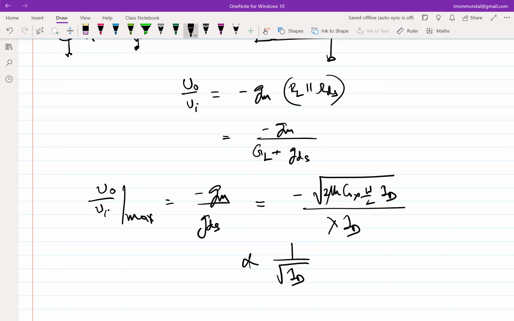And if you have to achieve that, what is this expression telling you? You'll have to bias the transistor with smaller and smaller current. If you increase the current, your GM will increase definitely, but so will your GDS. And the rate at which GDS increases is higher than the rate at which your GM increases. Your GM is proportional to square root of I. Your GDS is proportional to I. So the self gain of the transistor is decreasing if you increase the bias current.